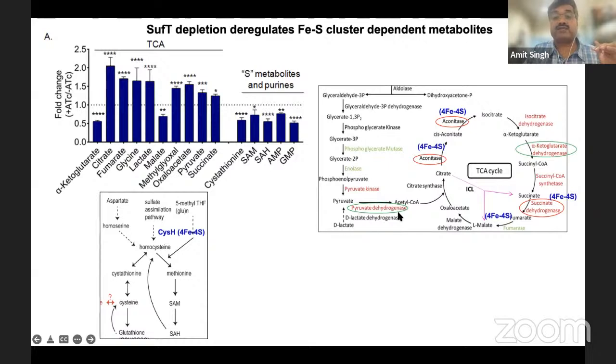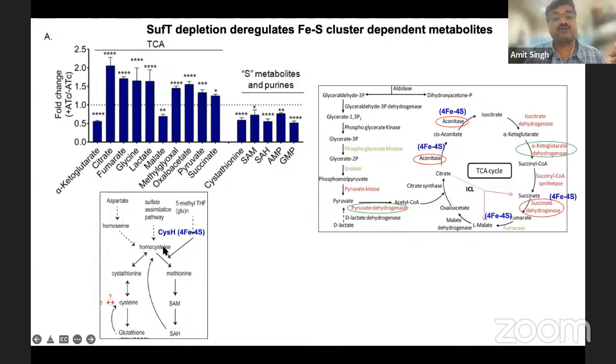And also pyruvate dehydrogenase, which is dependent on lipoic acid. Here also we see accumulation of pyruvate in the metabolomics analysis. We also found that many methyl cycle intermediates like S-adenosylmethionine and SAH are also down in the mutant. One of the reasons could be that there is an enzyme called APS reductase, CysH, which converts inorganic sulfate to cysteine. And that cysteine goes into the homocysteine and methionine pathway by transsulfuration. This whole active methionine cycle is dependent on the flux of sulfur to homocysteine via the reductive sulfur assimilation pathway. And this enzyme is a 4-iron-4-sulfur cluster enzyme. If it is not there, the active methyl cycle is not going to function.